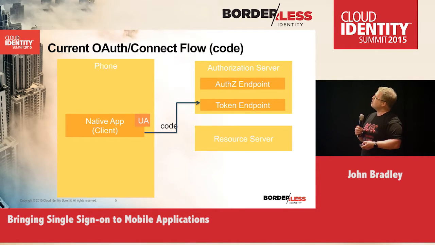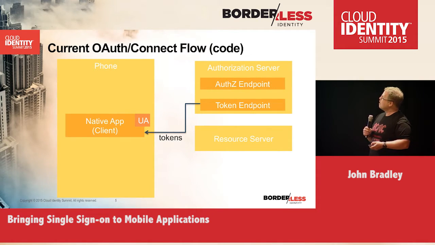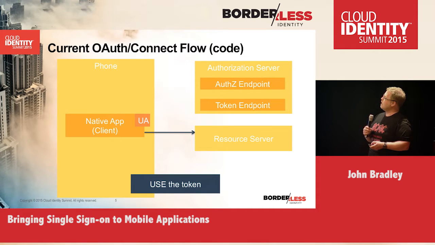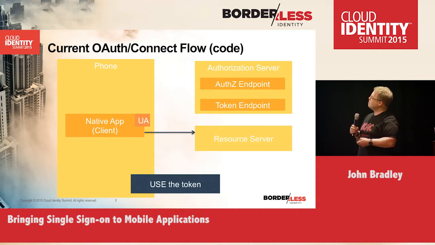It then sends the code to a token endpoint and gets back tokens. And the app then uses the tokens to access the resource server, which is closely associated with the authorization server. And the authorization server could have called out to SAML SSO or OpenID Connect, what have you.